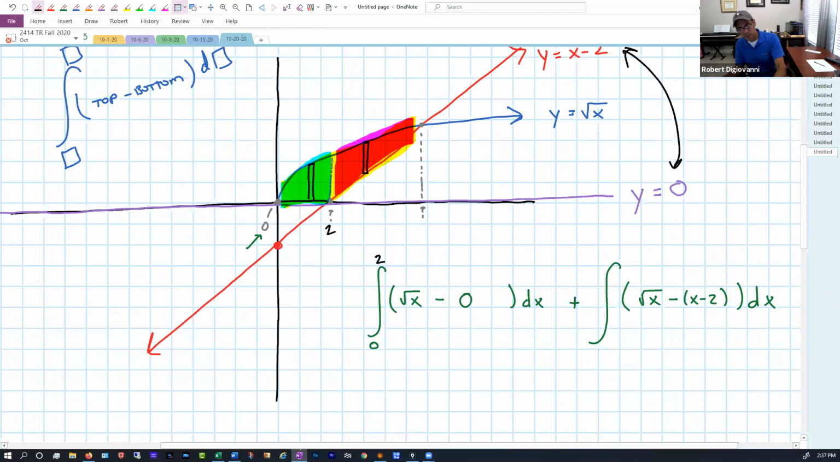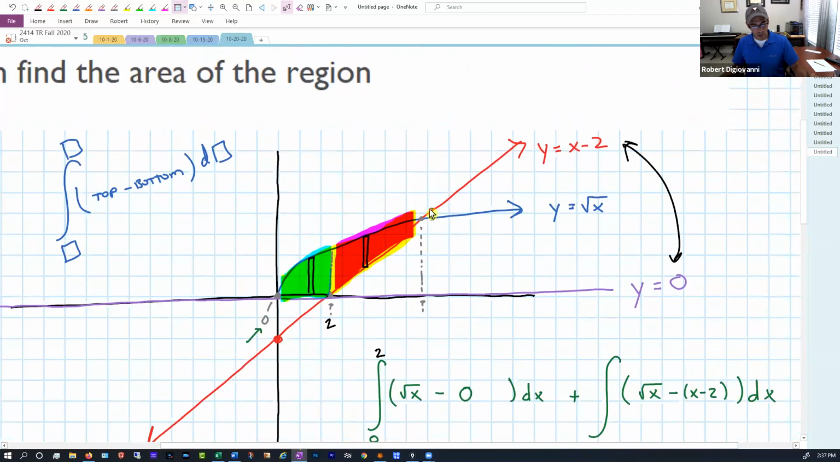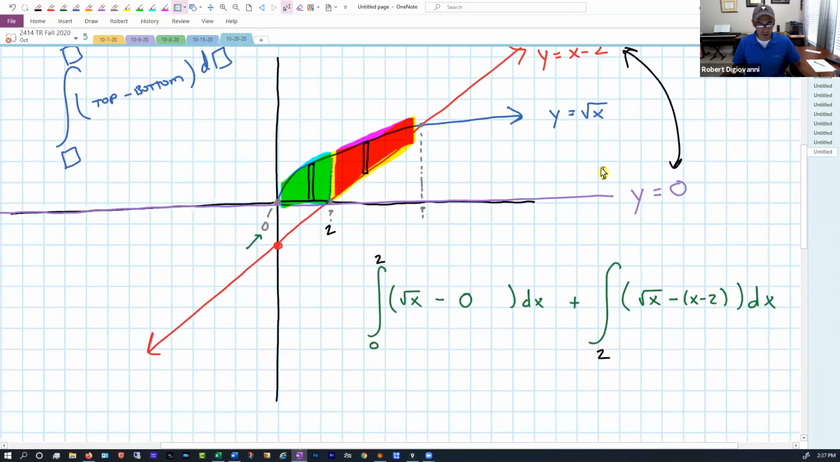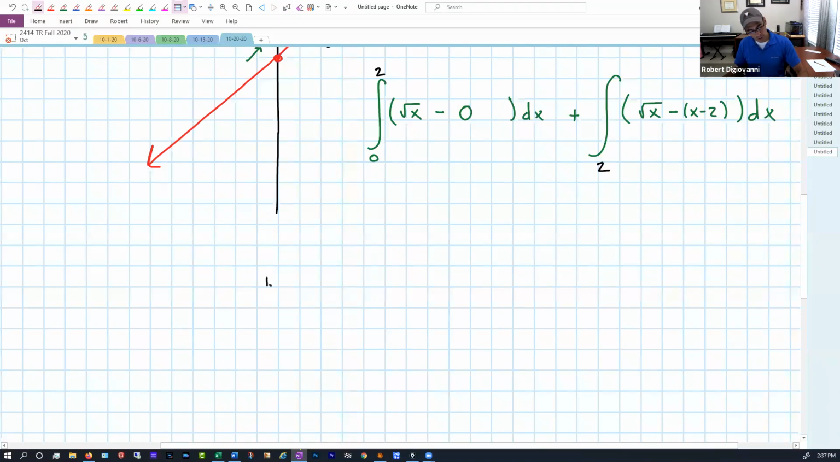And that means this other one's going to start at 2. Now we need to find the last point, which is going to be where the red and the blue intersect, which means you have to set those two equal to one another, right? So I'm going to do that. That one I'm going to have to work through. For the intersection I need to set the square root of x equal to x minus 2.